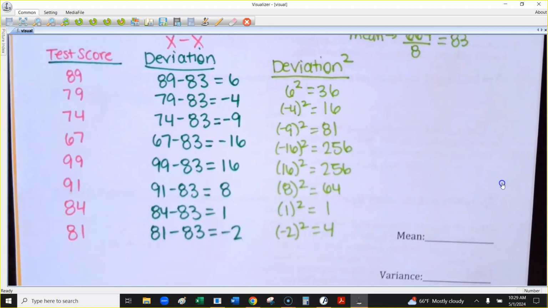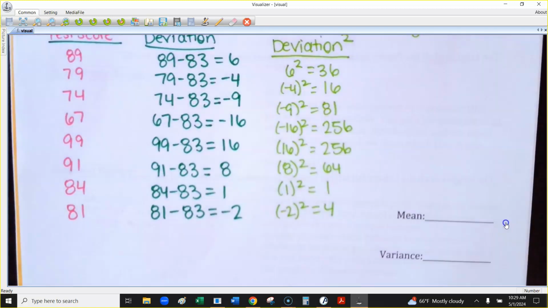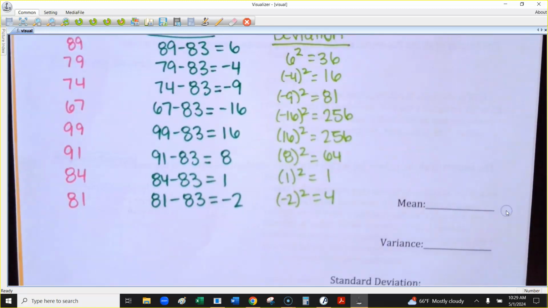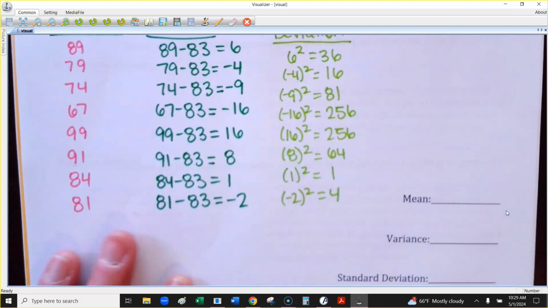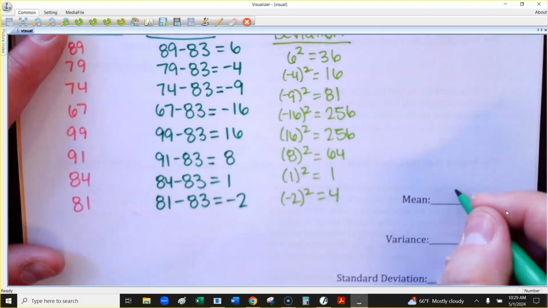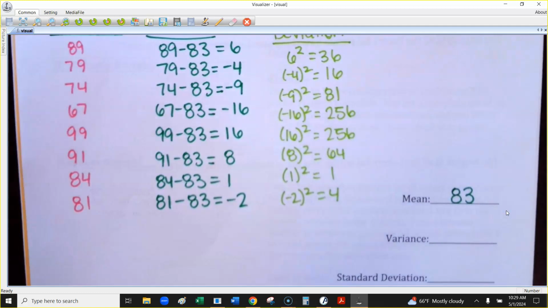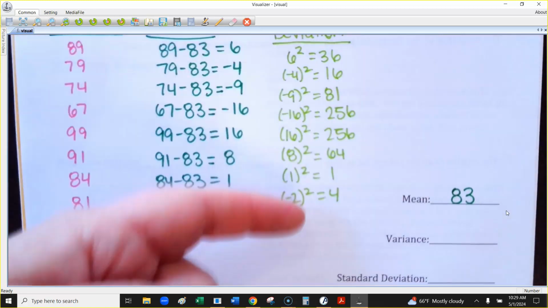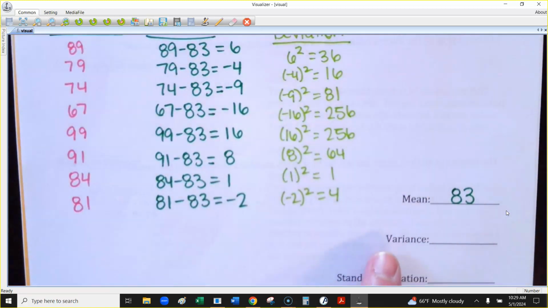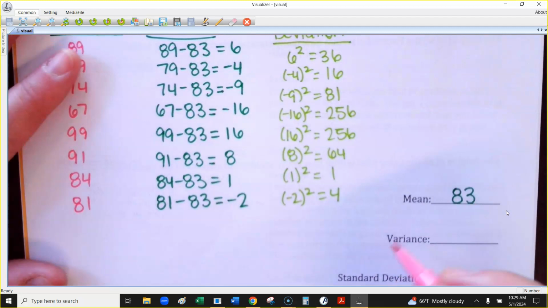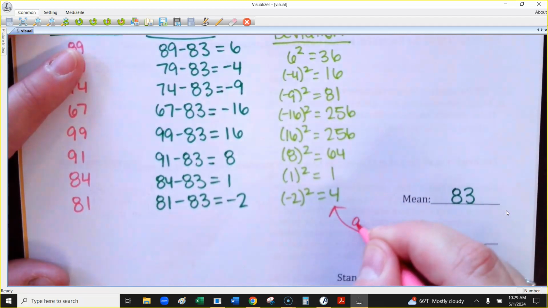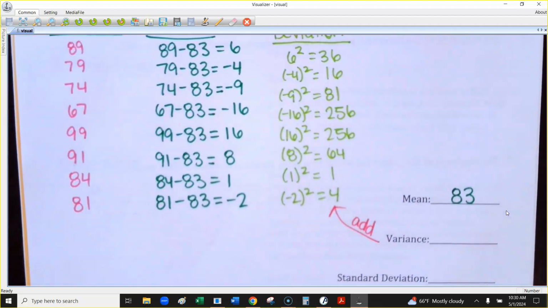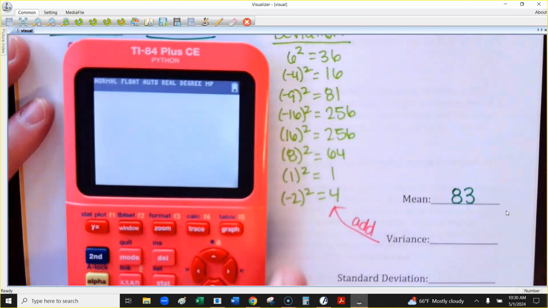All right, now here is how you calculate the variance and the standard deviation. We already calculated the mean, that was 83. Now, the variance is the average of these deviations squared. So to calculate the variance, you're just going to add all these up, and then we're going to divide by 8 because there were 8 test scores. It's just an average of the squared deviations.